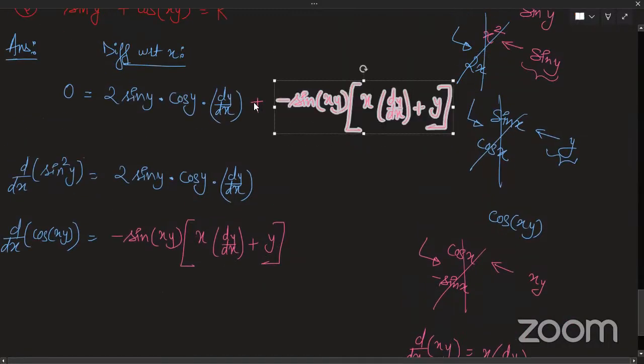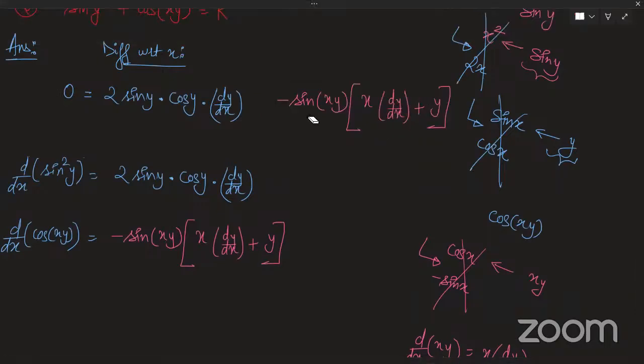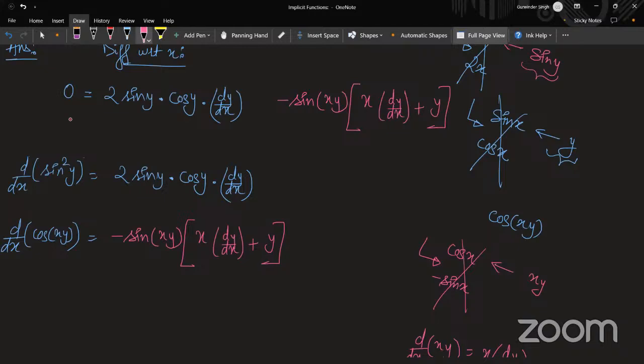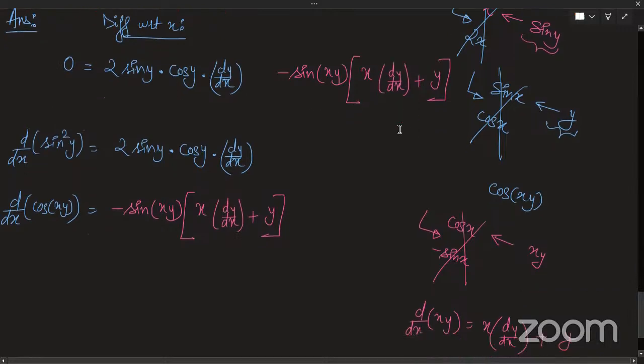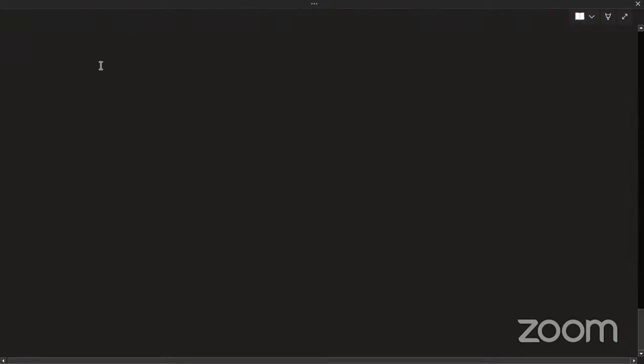So you have got this plus and then a minus. So I can just replace this plus and keep it as minus. So now in this equation, can you separate out your dy by dx? Will you be able to write your dy by dx alone? Is it possible? We can do it, right? So you can find out your dy by dx. Okay. Fine.